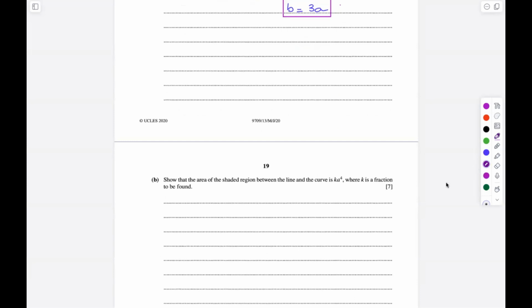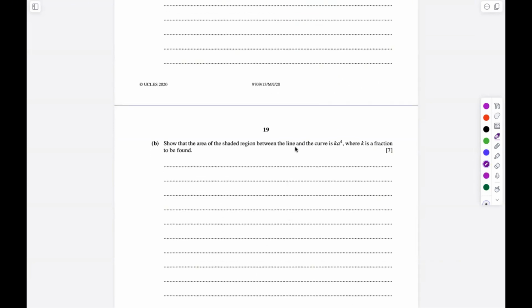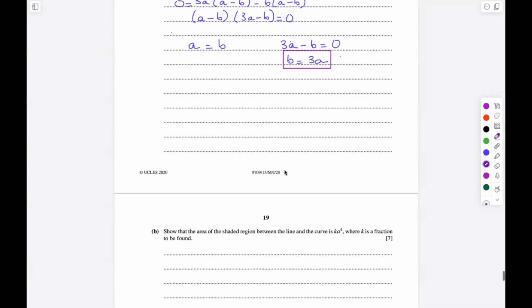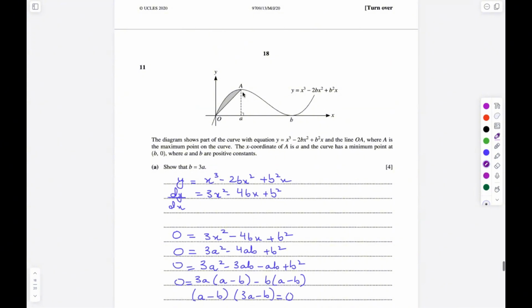In part b, it says to show that the area of the shaded region between the line and the curve is Ka to the power 4, where K is a fraction to be found. Now, to find the area of the shaded region, first we can find the area under the curve with the limits a and 0, and then find the area of this triangle OA and the point that is intersecting on the x-axis. So first finding the area of the triangle, we know that the base is a, and to find the height, we'll have to substitute x equals a.